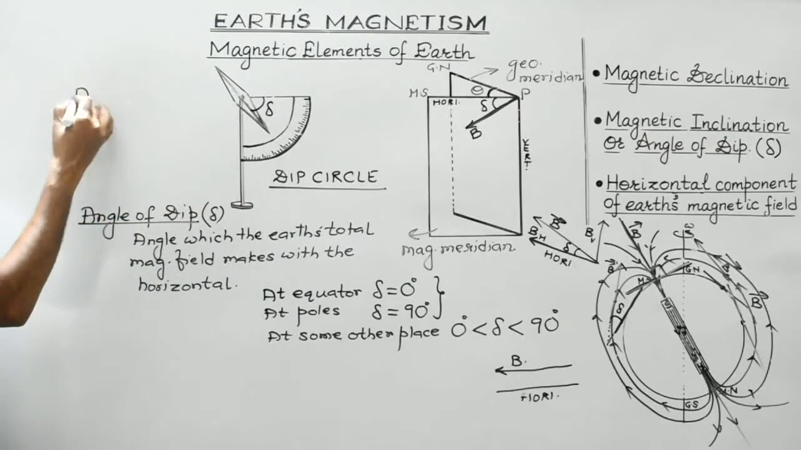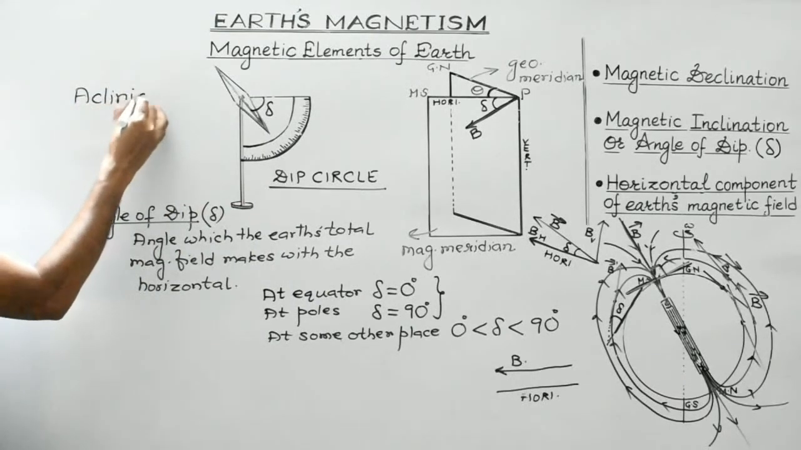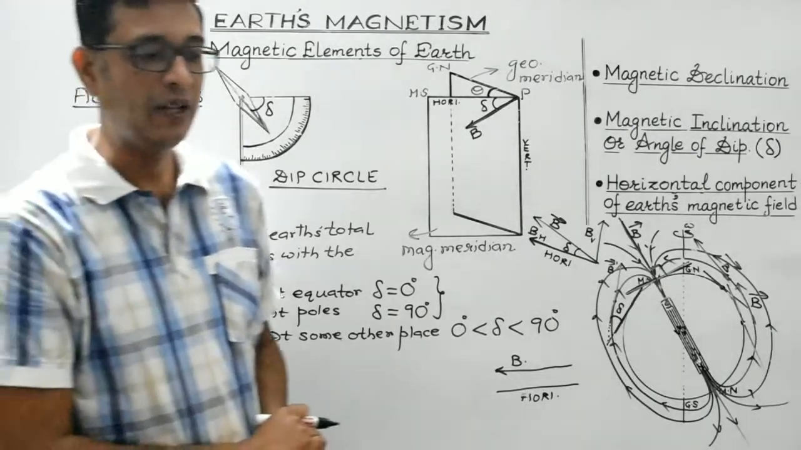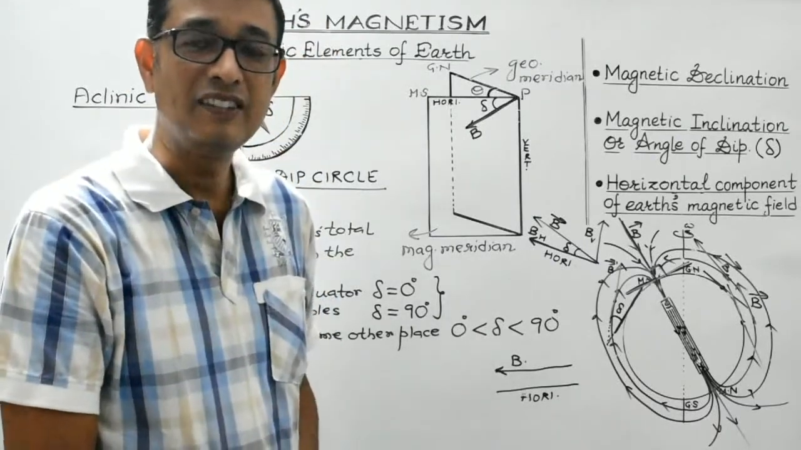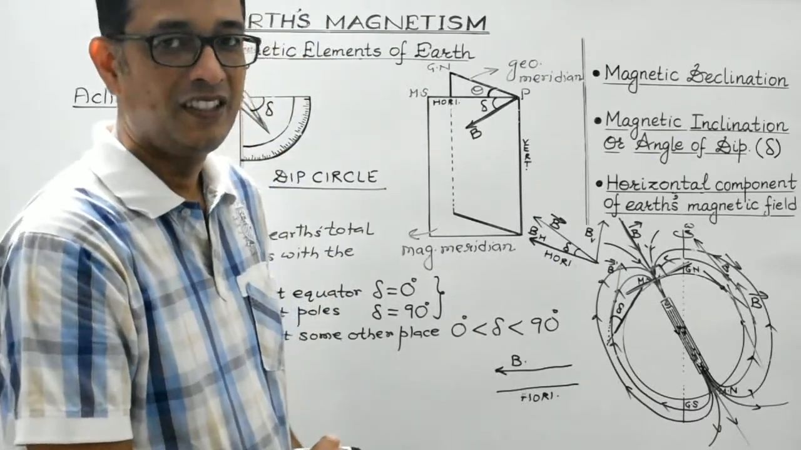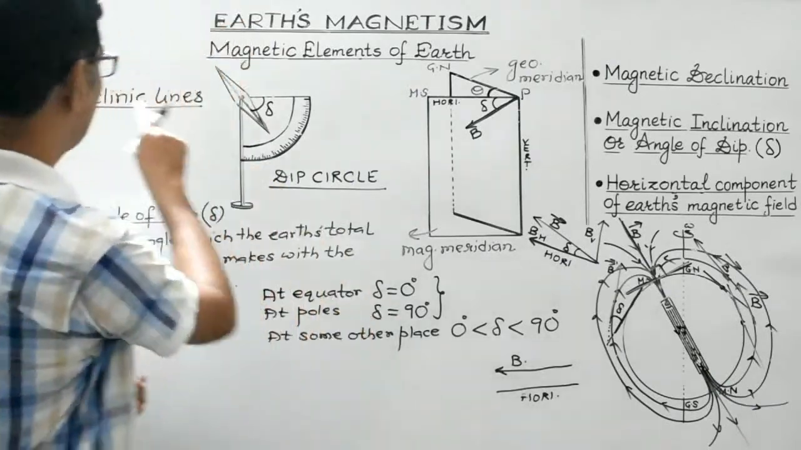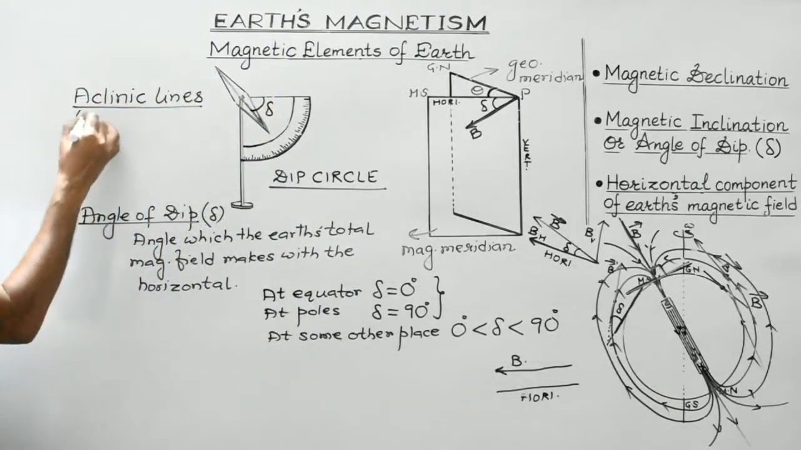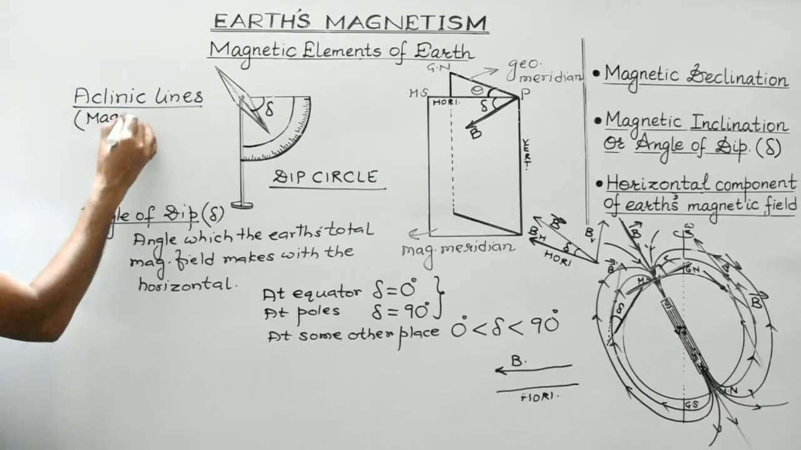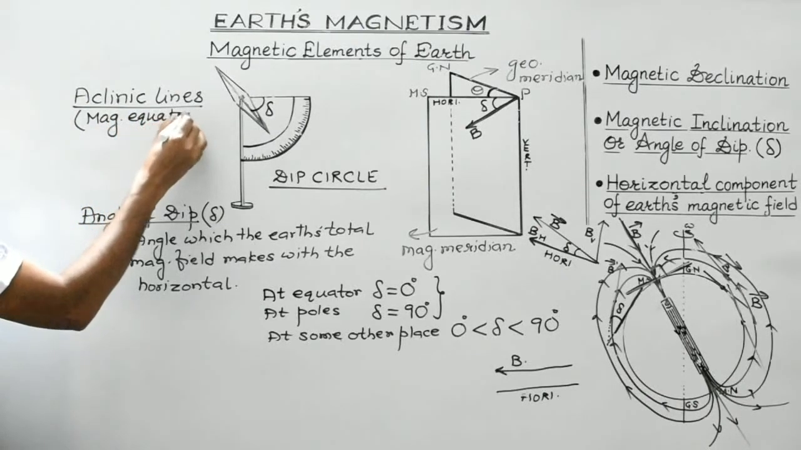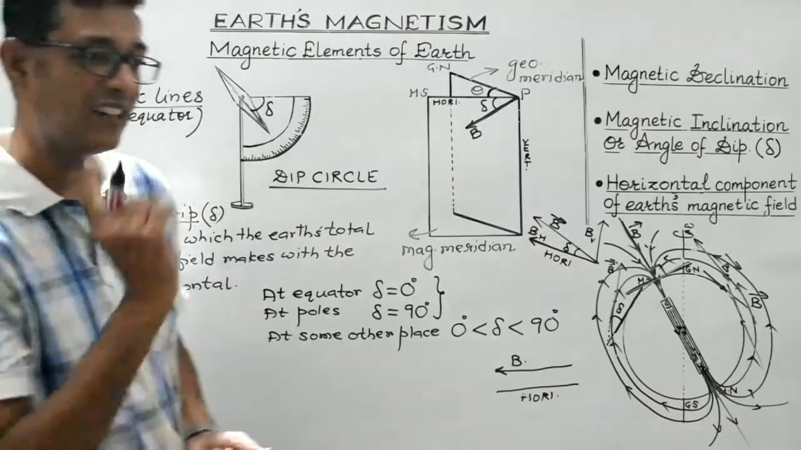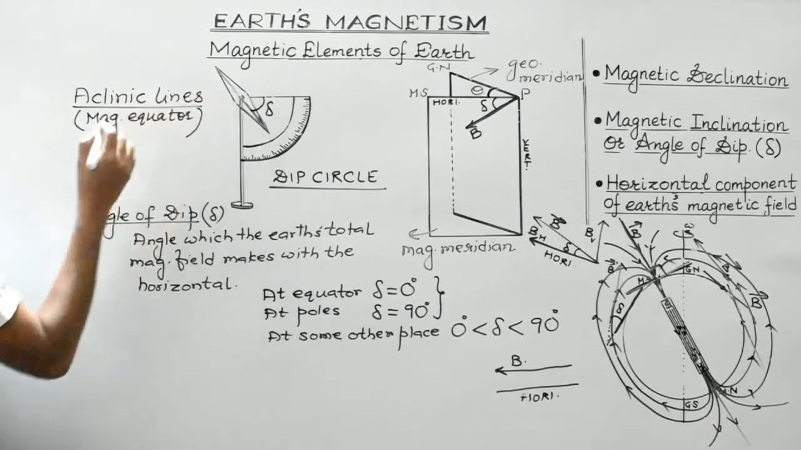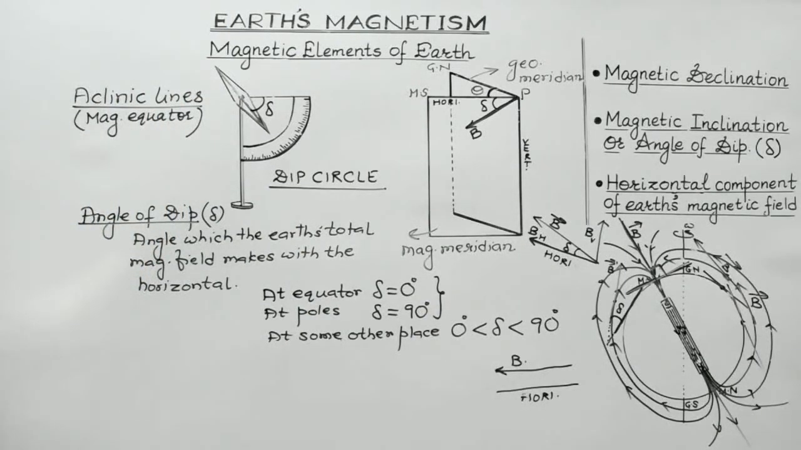One is Aclinic lines. These are the magnetic lines joining points on the Earth's surface where the angle of dip is 0. Angle of dip is 0 at the equator. So basically magnetic equator is known as Aclinic line. Right? Magnetic equator. All those points lying on the magnetic equator, there the angle of dip is 0. And that line is known as Aclinic line. So Aclinic line means the angle of dip must be 0.